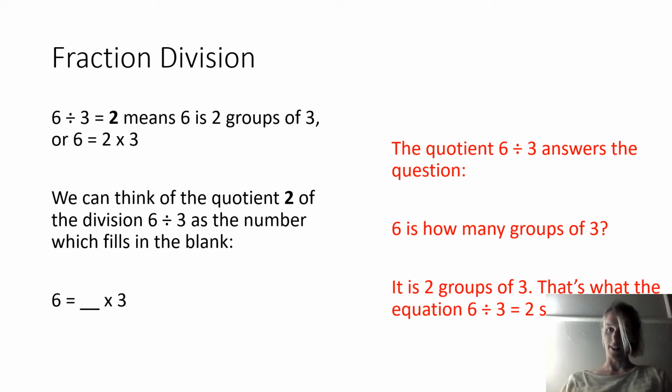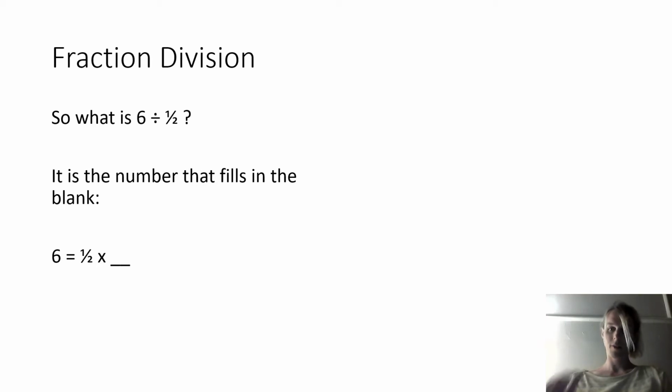Like I said, 6 divided by 3 answers this question: 6 is how many groups of 3? Good. So what is 6 divided by a half? Let's try to figure that out from scratch. Just like before, 6 divided by a half is the number which fills in the blank of this equation. And now we can see the answer by guess and check maybe. Multiplying by a half is the same as dividing by 2.